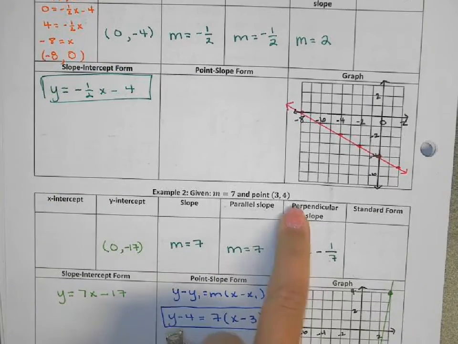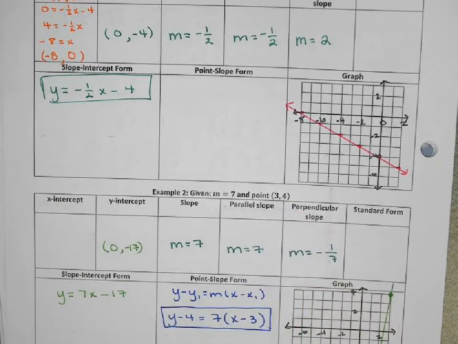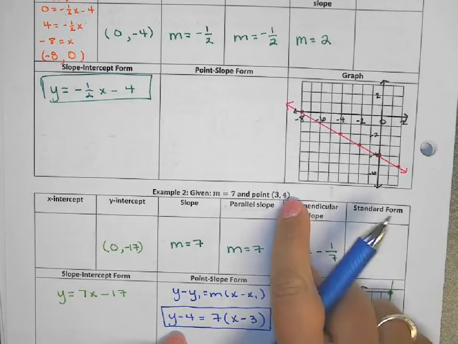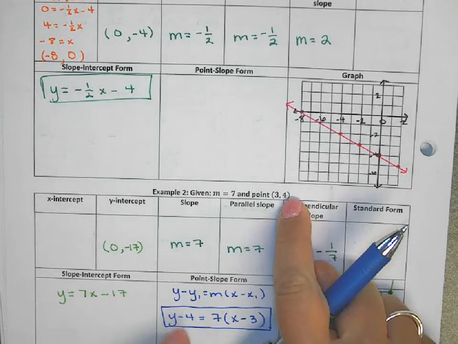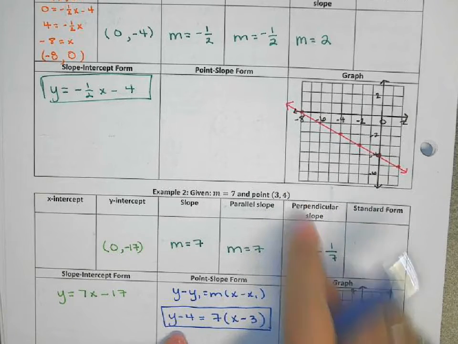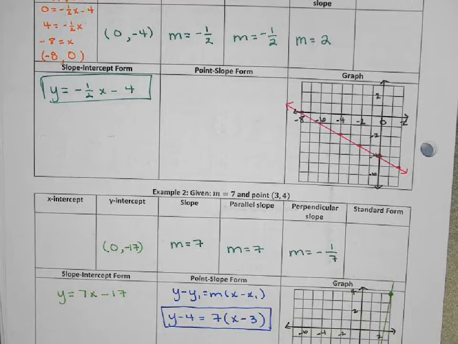Now, if this was a negative 4, what happens when you subtract a negative? It's positive, so instead of saying y minus 4 here, if that was a negative 4, this would become y plus 4. Is that okay? All right. So that's an example of point-slope form.